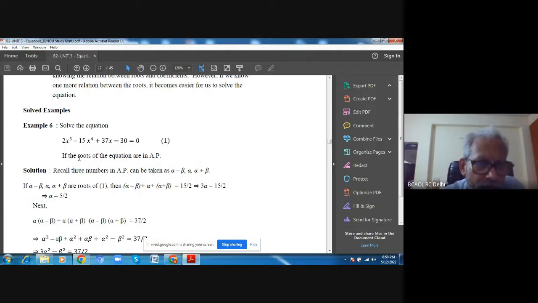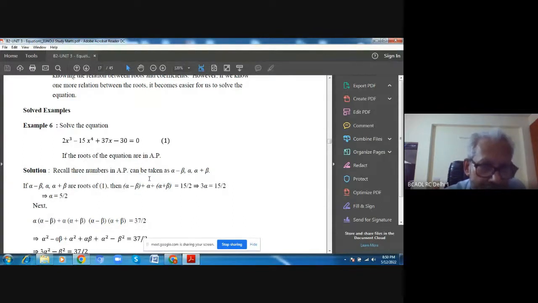0. If the roots of the equation are in AP, in arithmetic progression, solve the equation. The equation is given, but it is given if the roots of the equation are in AP form. So it is a mixture of quadratic equation and arithmetic progression. You have to take some help of arithmetic progression to solve the equation. It is now a little different.